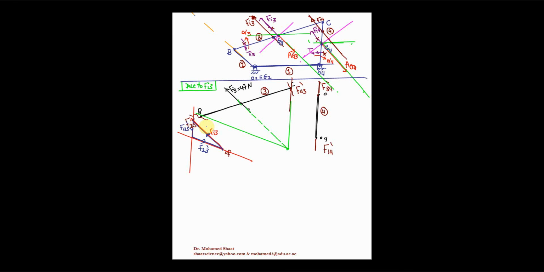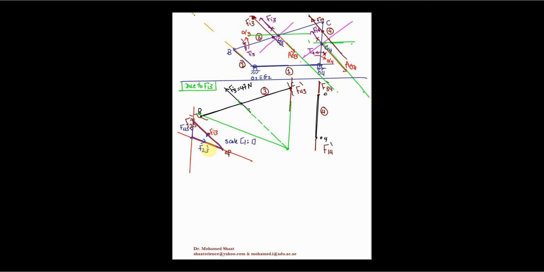Your objective is just to measure the distance between this point and this point to come up with the value of F23. And remember that we are using scale. The scale here is 1 to 1 for this force polygon. It means that you're just going to measure this distance directly. This is going to give us the force F23 dash. The same thing for the magnitude of the force F43 dash.